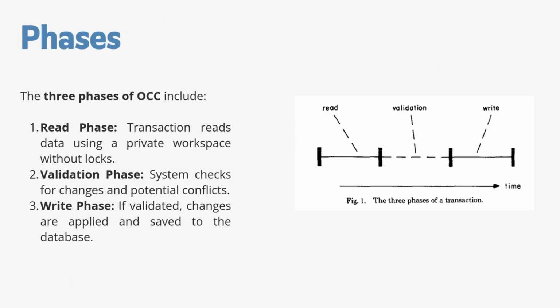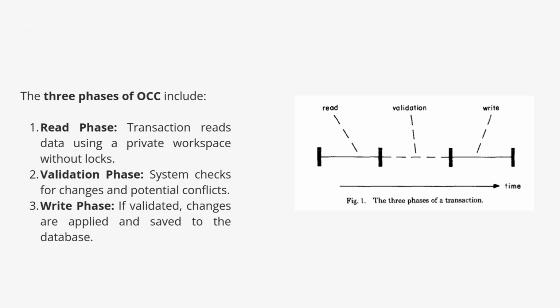There are three main phases in optimistic concurrency control (OCC). First, the read phase: the transaction reads data using a private workspace without locks. Second, the validation phase: the system checks for changes and potential conflict. Third, the write phase: if validated, changes are applied and saved to the database. These phases ensure that incorrect or outdated data is never committed.